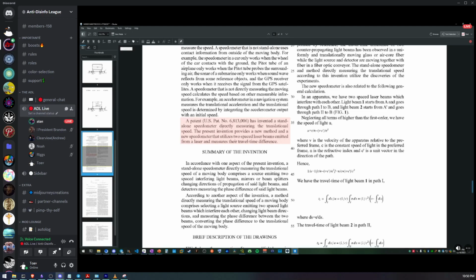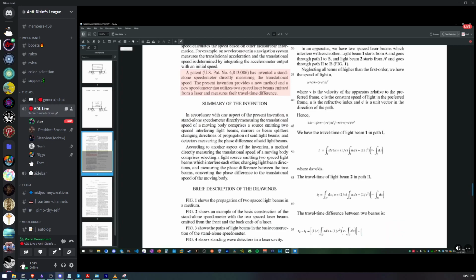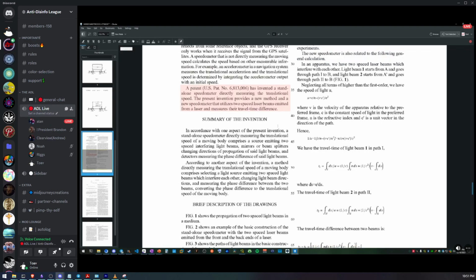The present invention provides a new method and a new speedometer that utilizes two spaced laser beams emitted from a laser and measures their time difference. Summary of the invention. In accordance with one aspect of the invention, a standalone speedometer directly measuring translational speed of moving bodies comprises a source emitting two spaced interfering light beams. So is it not saying that it's a single light beam that's split? It's actually emitting two light beams. Two spaced lasers.